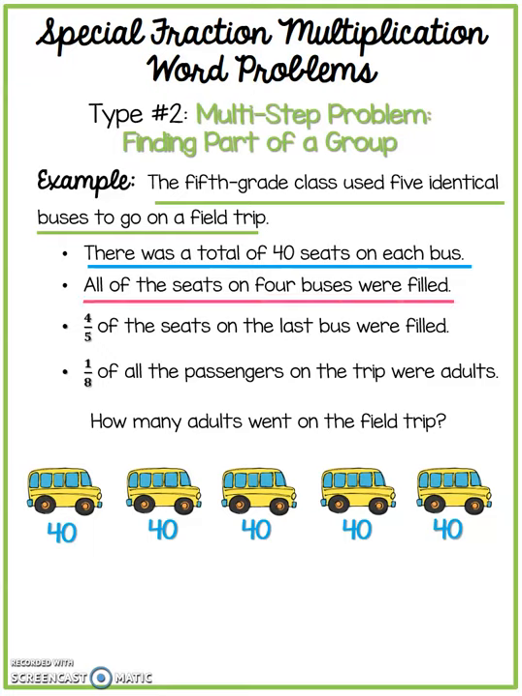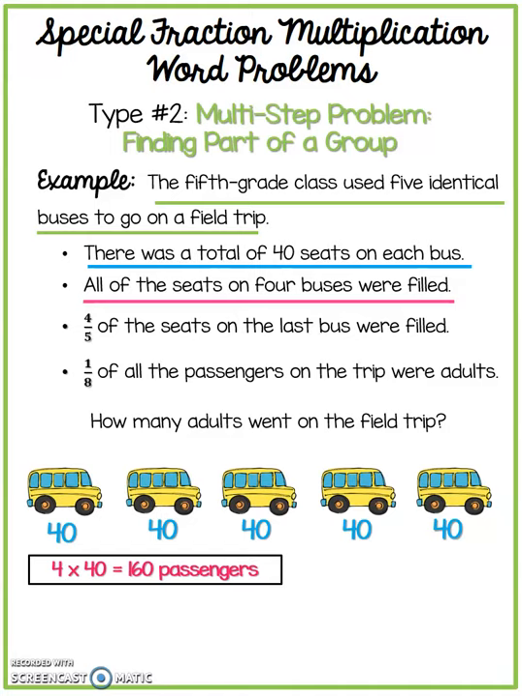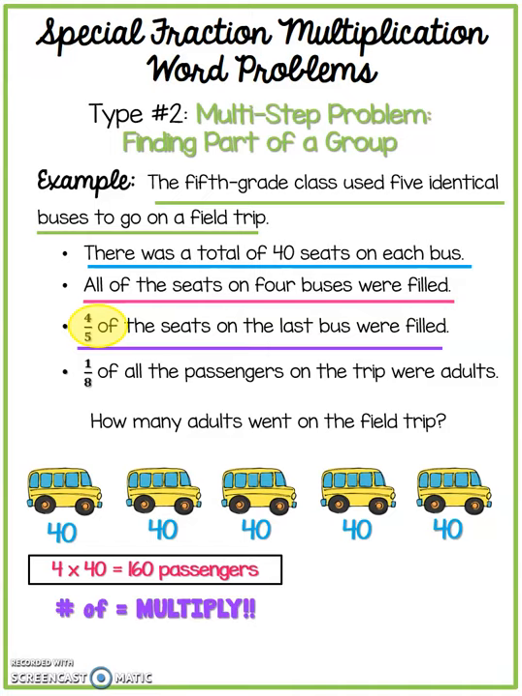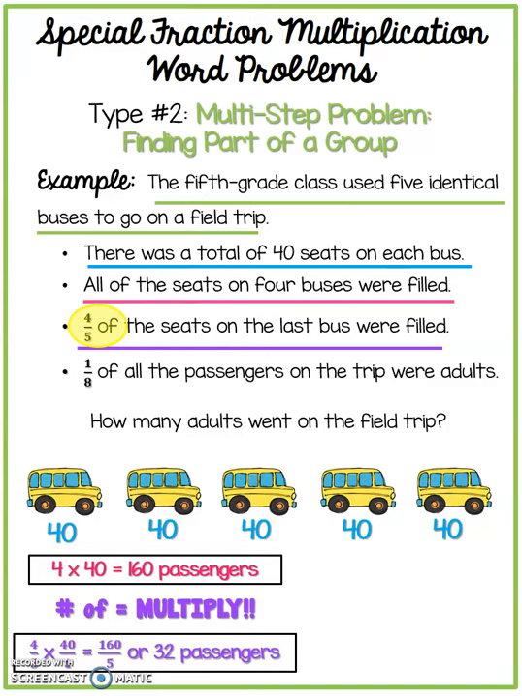The second bullet note says all of the seats on 4 buses were filled. So that tells me that the first 4 buses used all 40 of the seats. So I can multiply 4 times 40 to tell me that the first 4 buses were full of 160 passengers. The next bullet note tells me that 4/5 of the seats on the last bus were filled. Now, the key part of this question is seeing that fraction of combination right at the beginning. Remember, fraction of or number of means to multiply. And in this case, we're doing 4/5 of the seats. Since there are 40 seats on a bus, we need to multiply 4/5 times 40 to find how many seats on that last bus were filled. 4/5 times 40 is the same as 160/5, or 32 more passengers.